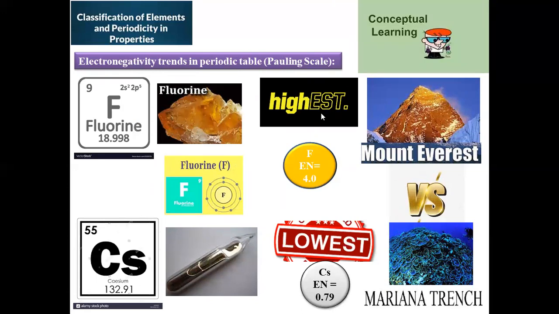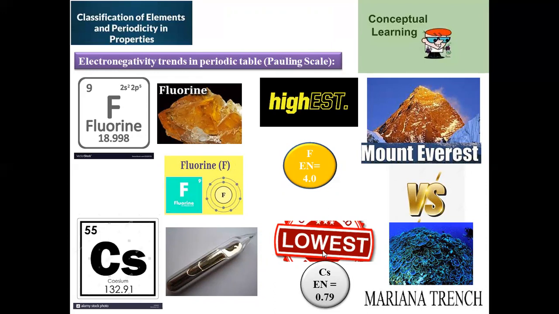And the highest electronegative element is assigned as fluorine with electronic configuration 1s2, 2s2, 2p5. It has a strong tendency to gain one more electron in order to reach the neon electronic configuration, that is the noble gas. So the electronegativity value of fluorine with respect to the Pauling scale was assigned as 4.0. Yes, so the highest value is compared with Mount Everest.